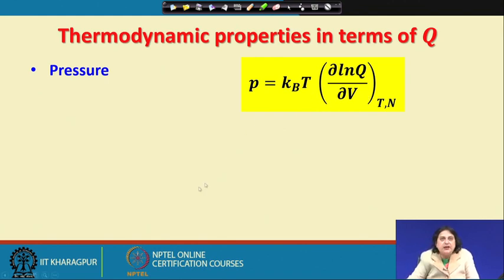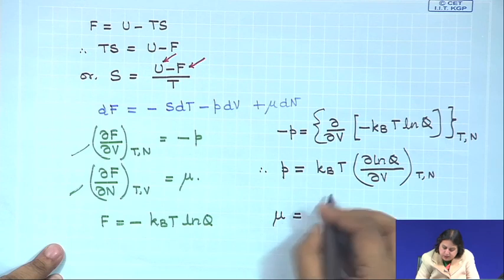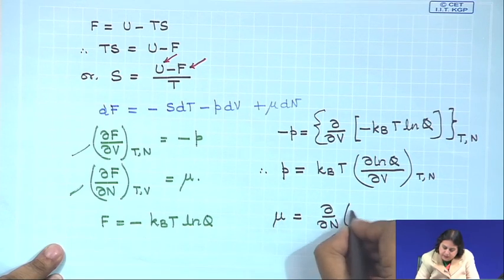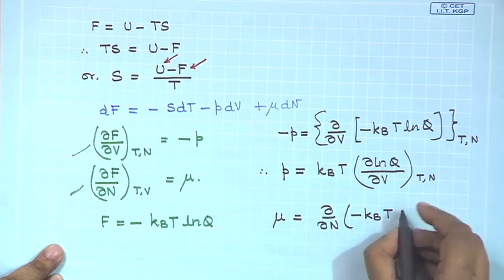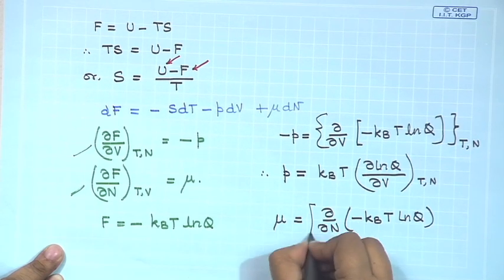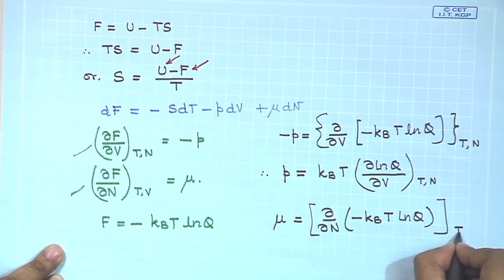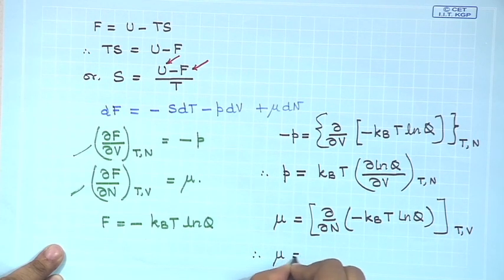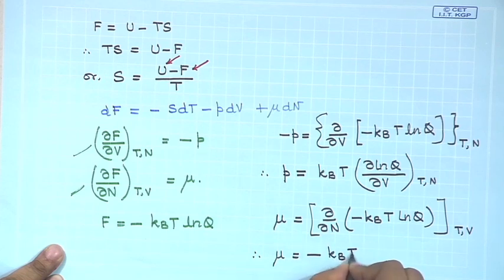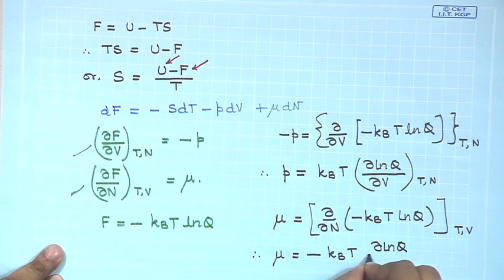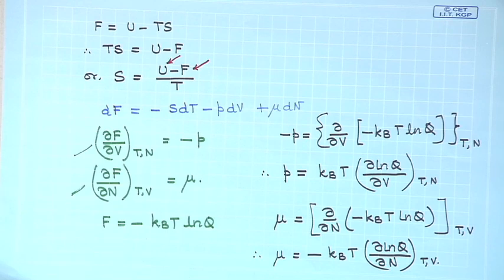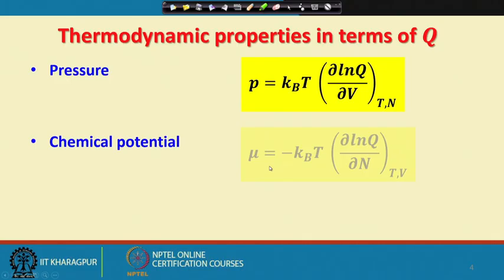Now, similarly, it is very easy to show that the chemical potential is given by mu is equal to del del N of minus kBT ln Q, but now the constancy is maintained for both temperature and volume. Under such condition, I can take out the kT from the derivative and write that this is kT del ln Q del N at constant T and V. So, even if in general it is not a closed system, but an open one, in that case you can find out the chemical potential starting from Q.